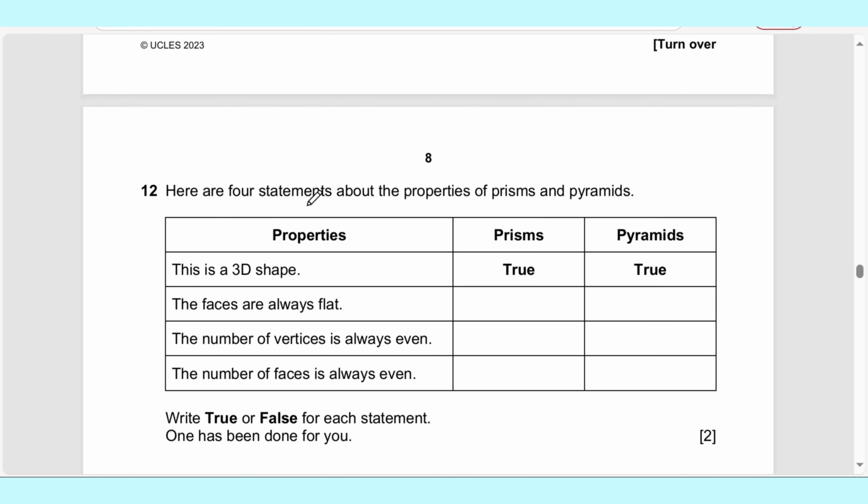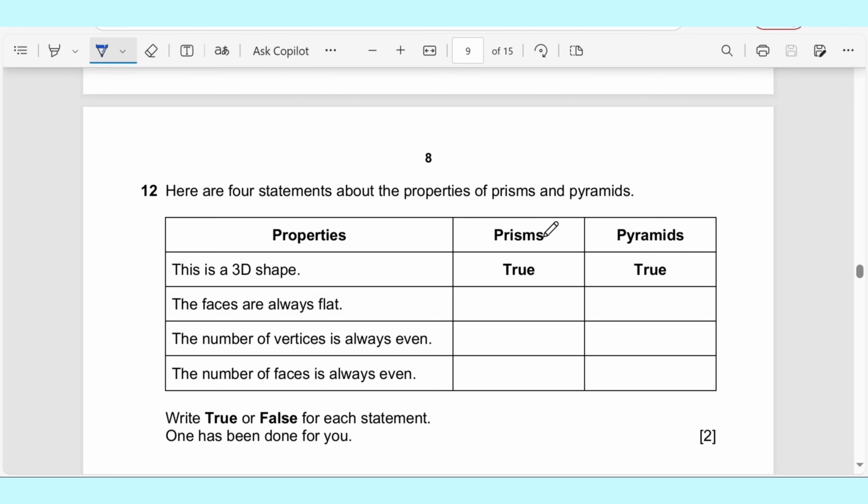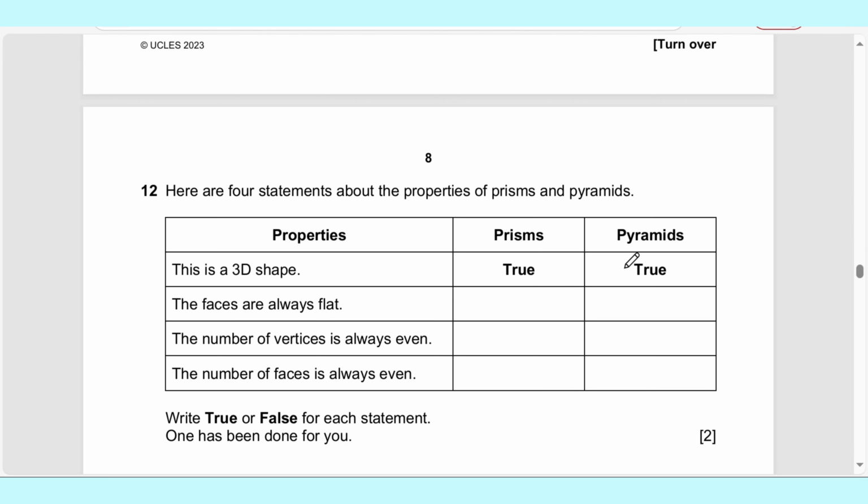Now question 12. Here are 4 statements about the properties of prisms and pyramids. Alright, this is a 3D shape, true and true. The faces are always flat, blank. The number of vertices is always even, blank. The number of faces is always even. So write true or false here for each statement. One has been done for you. If you need some more time to think, please pause this video. We will reveal the answer now.